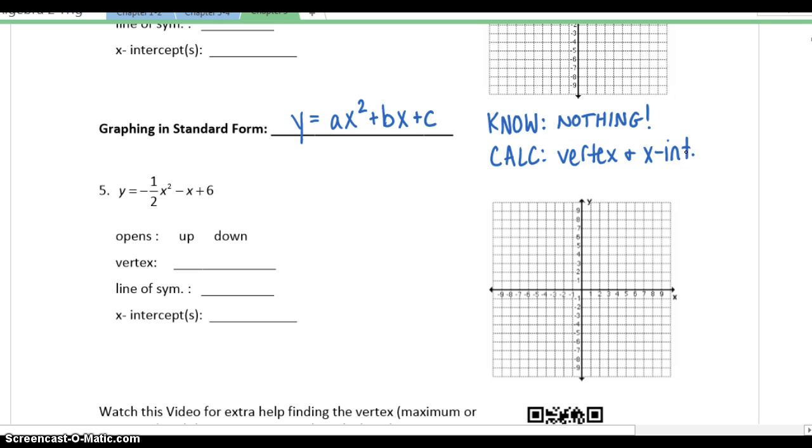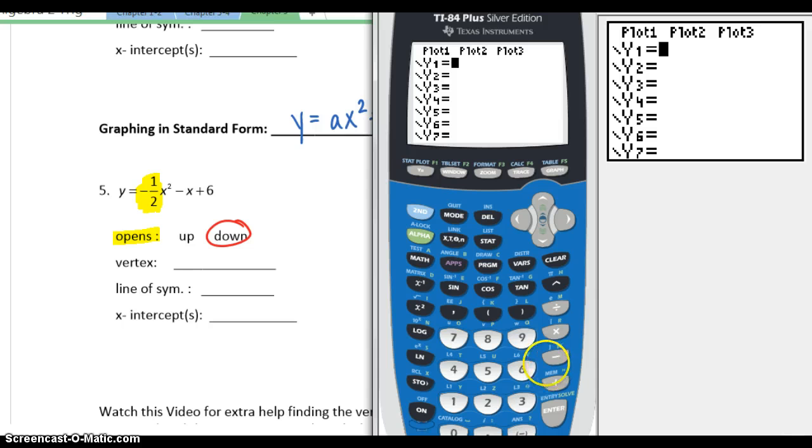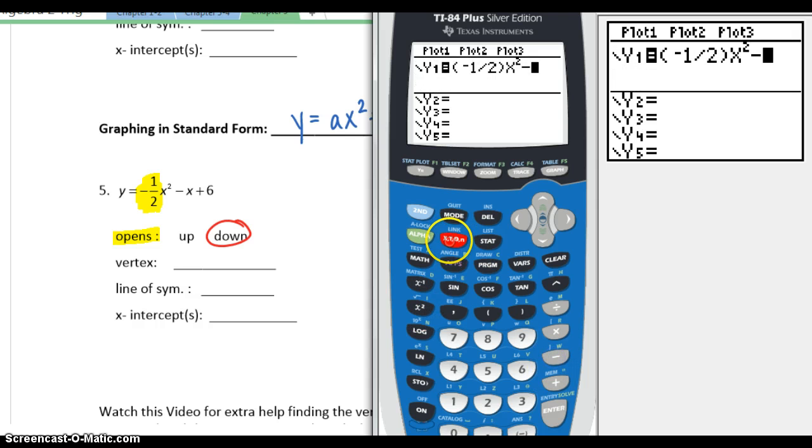So let's try a little bit of this one. Alright, in order to figure out which way it opens, once again we look at the number out front. That's a negative 1/2, so this is going to open down. In order to find my vertex, like we talked about, I'm going to have to use my calculator. So in my y equals, I'm going to type this in. Negative 1/2 x squared minus x plus 6.